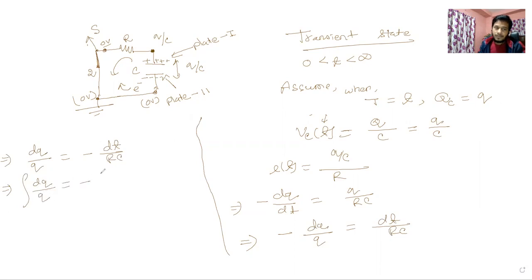Actually, RC is a constant term, and we cannot integrate a constant term. Now we have to take the limit. The right side is getting integrated with respect to time, and we have to integrate the left hand side with respect to charge. Let me erase this part because now we do not require it.